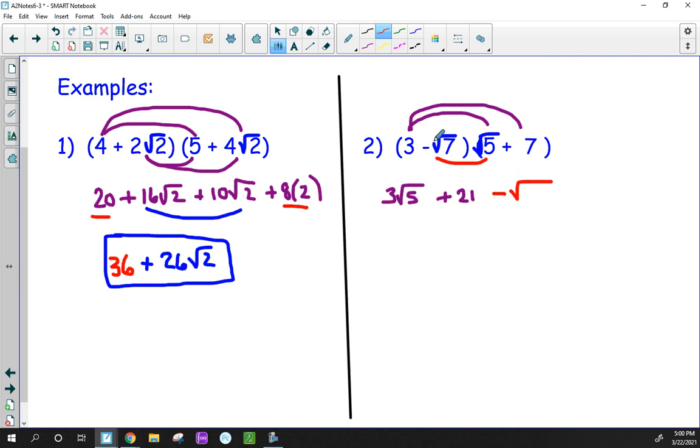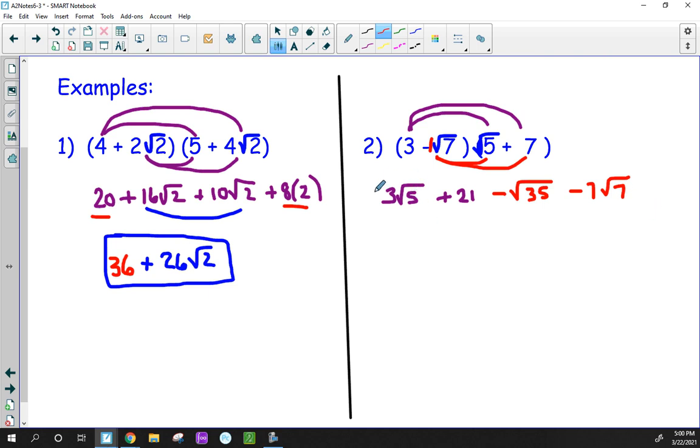Third, you're going to do the negative radical 7 times radical 5, which is negative square root of, or in multiply mode, 7 times 5, which is 35. And then last is negative square root of 7 times just a 7. So that's going to be positive 7 times negative 1, which is negative 7, and then square root of 7.